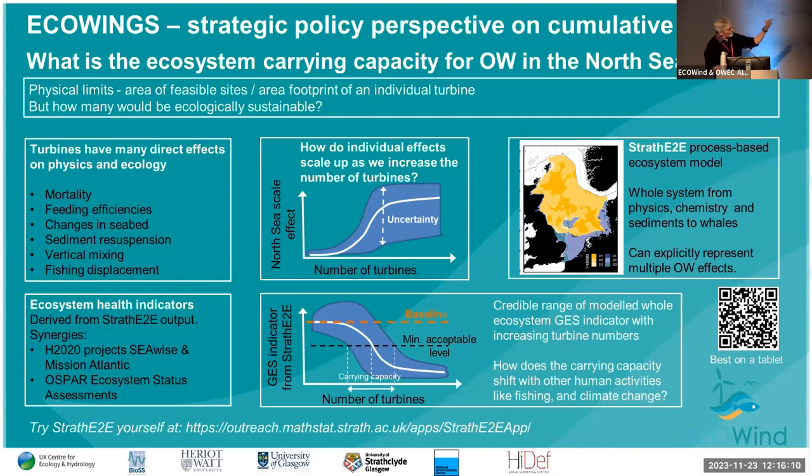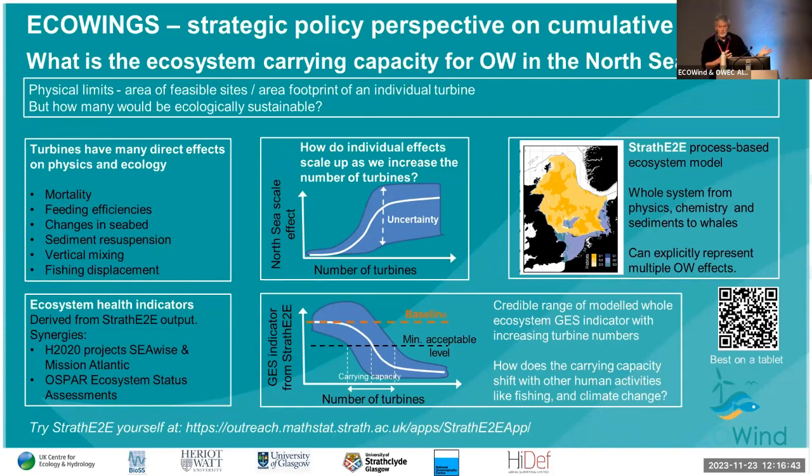And then the middle, bottom right, this is the key one I want you to think about. So if we think about a baseline, that might be the 2010s, very few wind farms. As we increase the number of turbines, how do these GES status indicators change as we increase the number of turbines in the North Sea? Well, this is how we imagine it would change. There'll be not much change initially, then a steep drop in ecosystem status, and then some flattening out at the bottom. And then I've got this line on here, which is the minimum acceptable level.